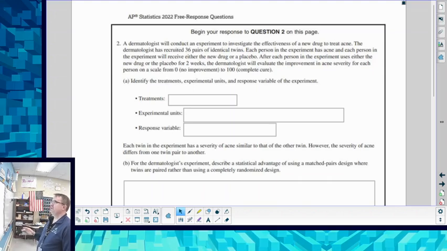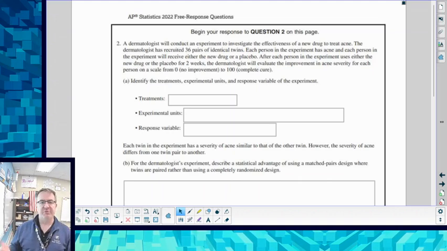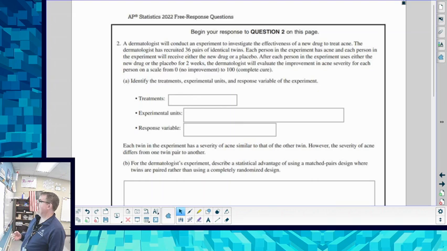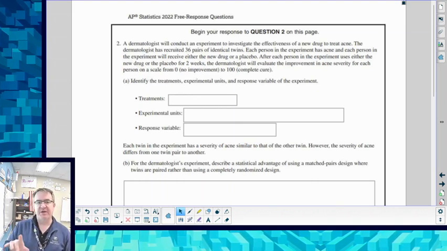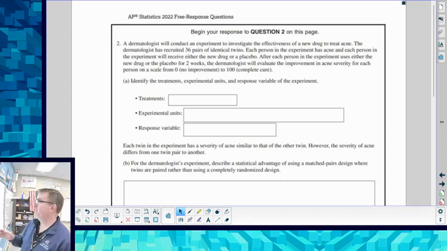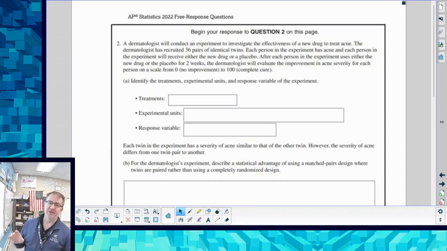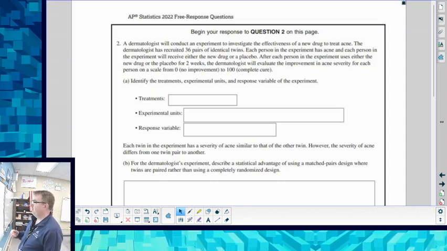So a dermatologist is going to conduct an experiment to investigate the effectiveness of a new drug. They recruit 36 pairs of identical twins. Each person in the experiment has acne, and everybody in the experiment will either get the new drug or a placebo. They're going to take it for 2 weeks, and the dermatologist is going to evaluate on a scale of 1 to 100 how much their acne had improved.